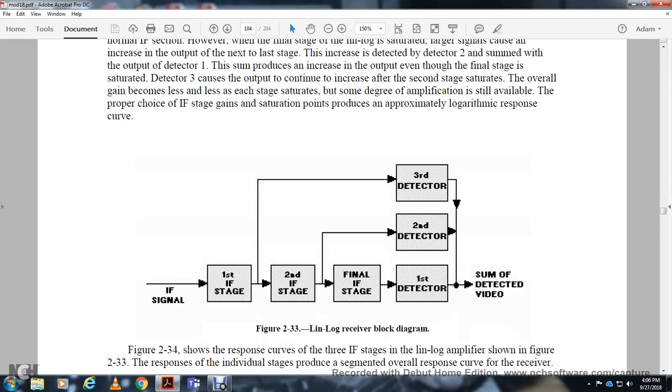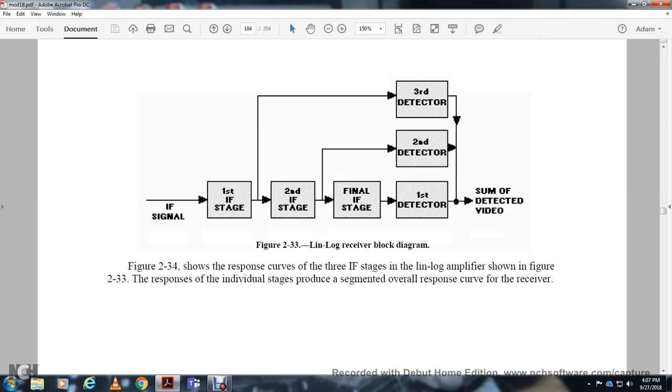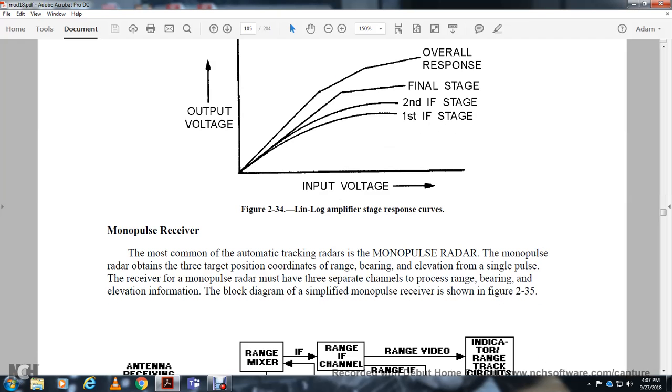The intermediate frequency first stage, second stage, final stage intermediate frequency, first detector, second detector, third detector, sum of detector video. Figure 232, 4 shows the response curve of the 3 intermediate frequency stages with the logarithmic amplifier shown in figure 233, with the response of the individual stages producing the overall response curve of the receiver. Show the overall response, final stage, second stage, intermediate and first stage output voltage. Monopulse receiver.